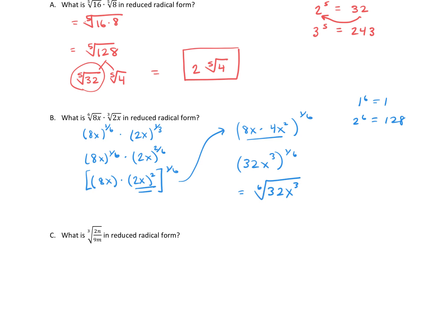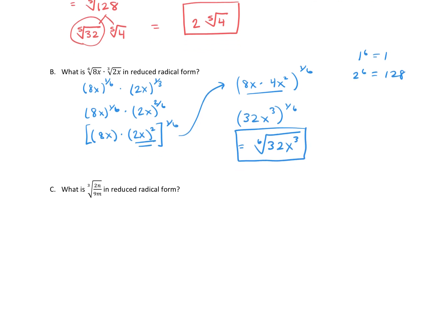Can we simplify the 6th root of x to the 3rd power? We would need at least an x to the 6th power. I think I just said that wrong. Can we simplify the 6th root of x cubed? We would need this to be raised to the 6th power in order to do any reducing with that. So that just means we're done. Can't reduce that anymore. So there's our final answer.